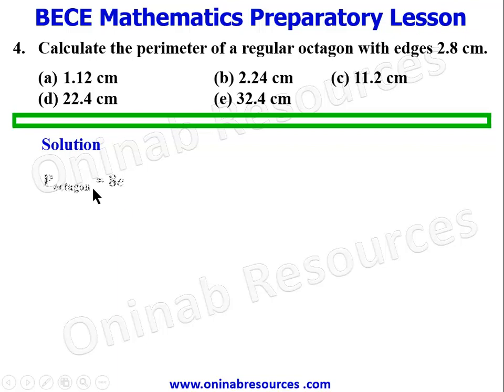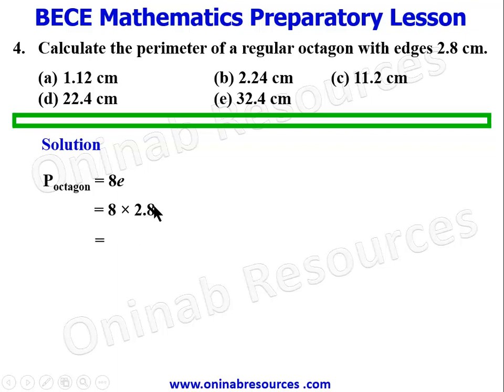We now say the perimeter of the octagon is 8e. That's 8, which is the number of sides, multiplied by the edge, the size of the edges. So we have it as 8 times 2.8. What you do is, we multiply it out. Later we now apply our point.